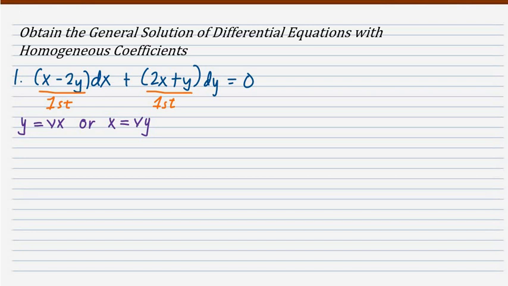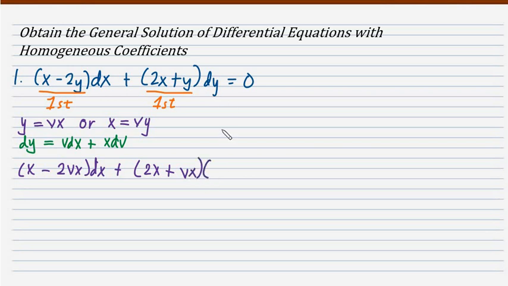If I choose y is equal to vx, then I will also apply the substitution dy is equal to v dx plus x dv. So let's go ahead and substitute that into our differential equation. Our x remains x minus 2, our y will become vx, and this would be dx still. Then 2x plus y will now become 2x plus vx, and dy will become v dx plus x dv.